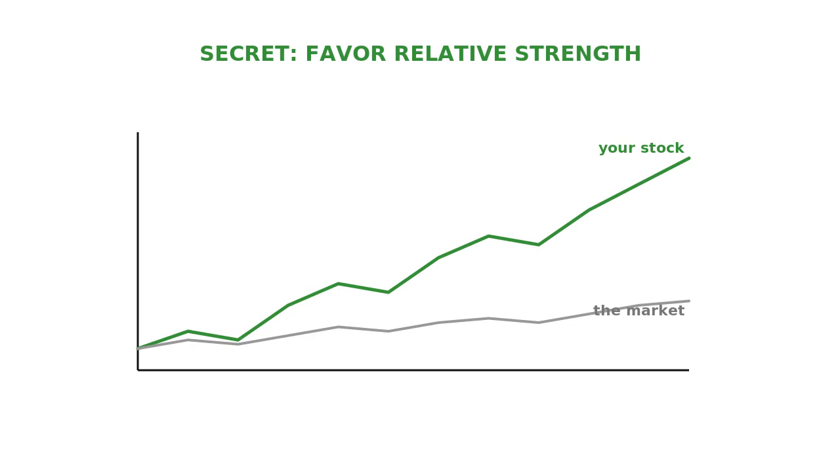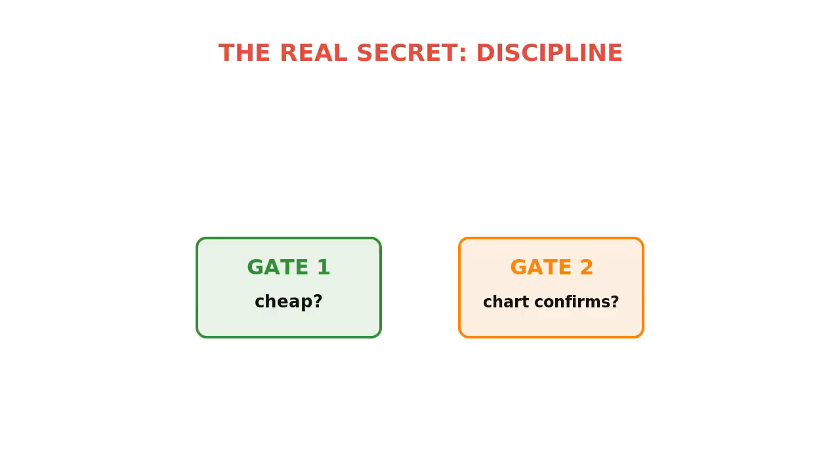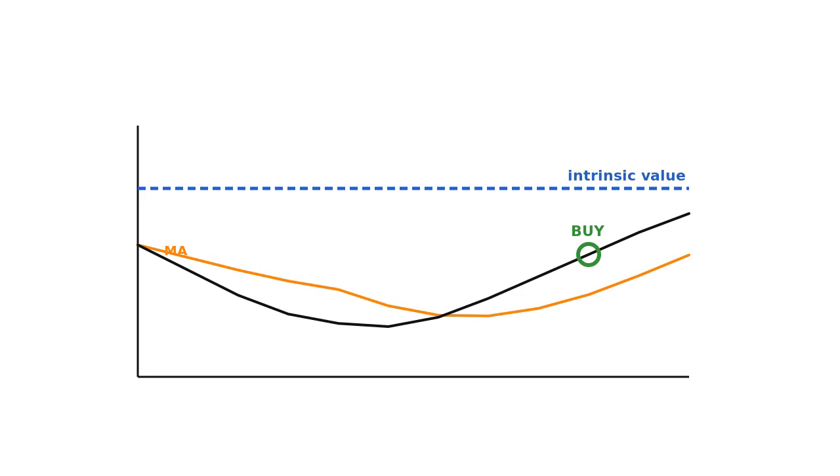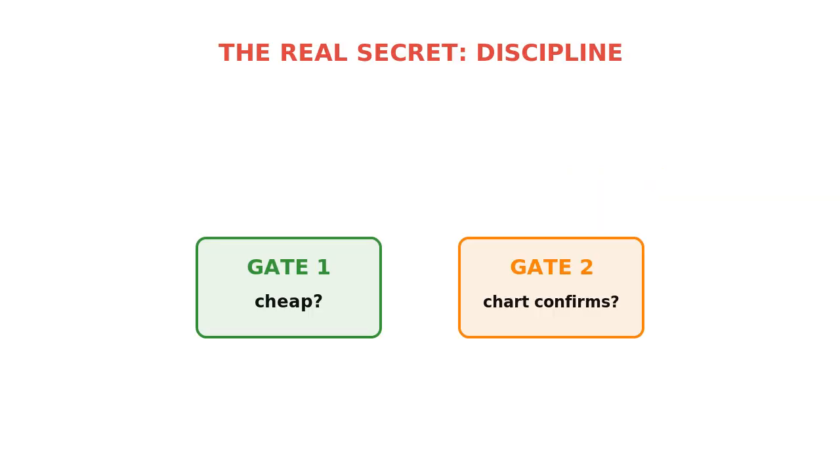And the deepest secret of all is almost boring. Discipline. The entire edge of this method evaporates the moment you start cheating on it. The instant you buy something cheap without waiting for the chart, you are catching a falling knife. The instant you chase an exciting chart that is wildly overvalued, you are gambling. The method only works if you demand both gates every single time, with no exceptions, even when you're itching to act.